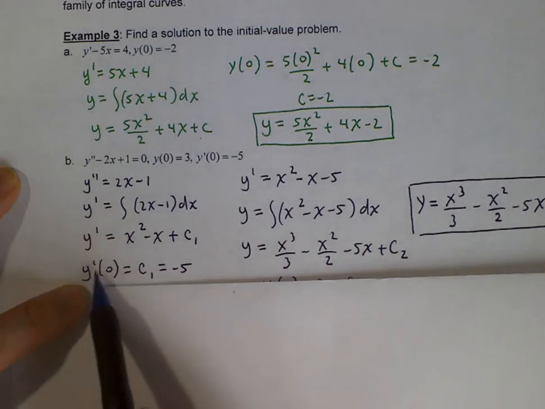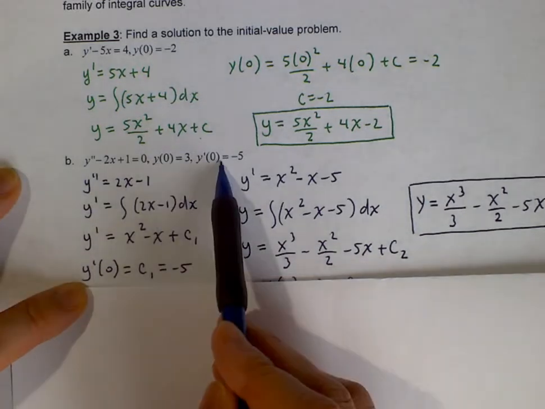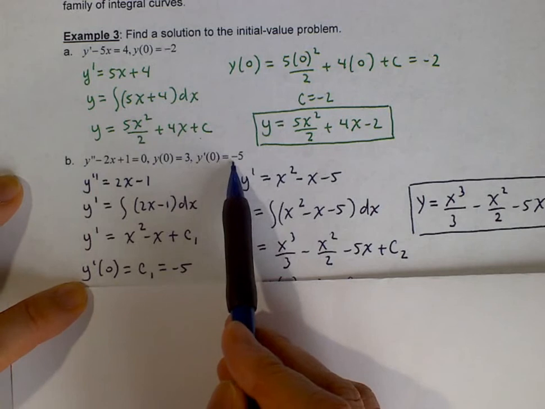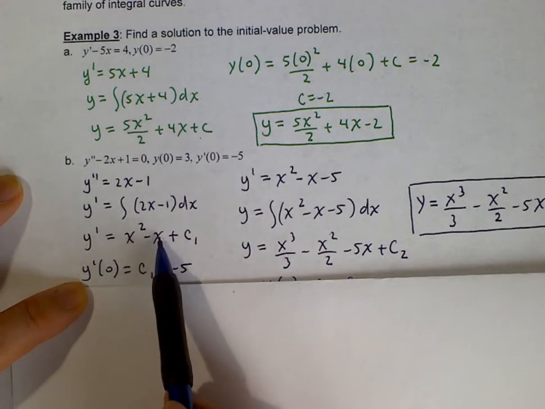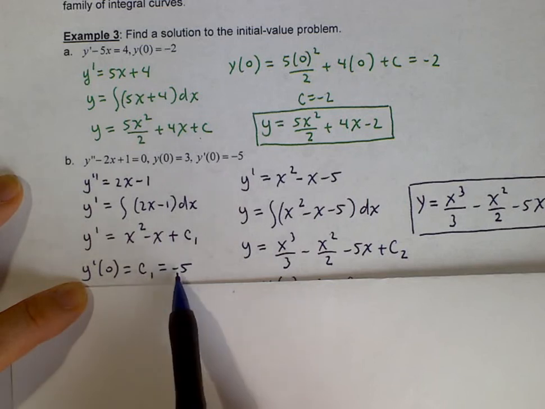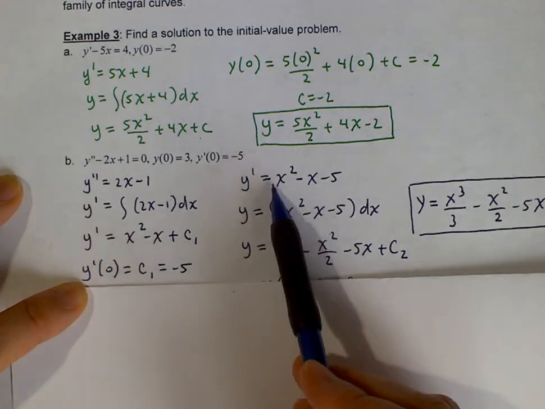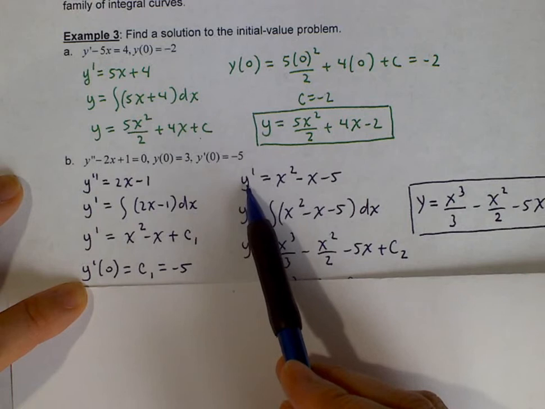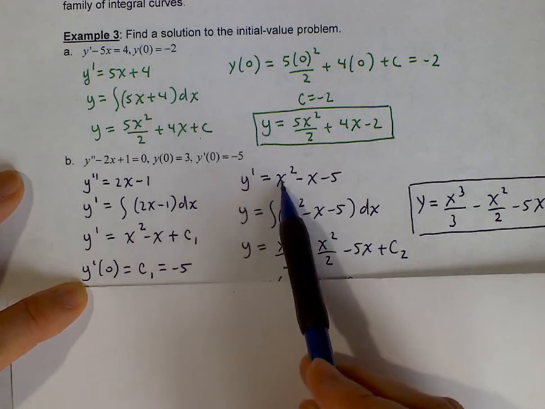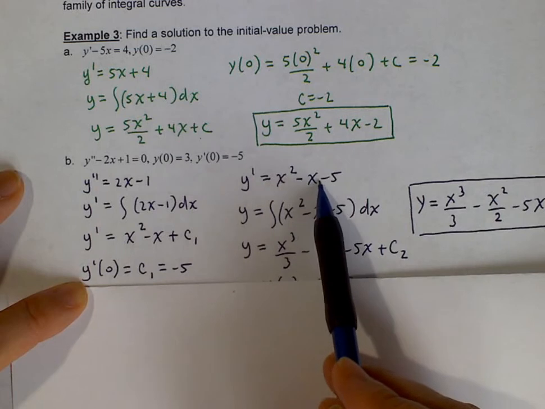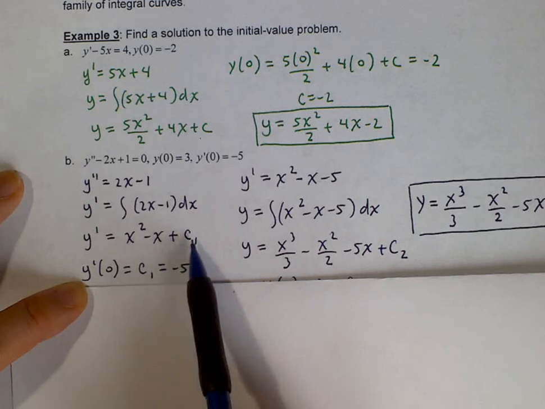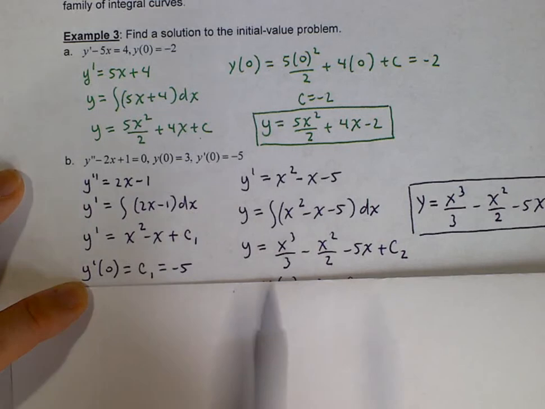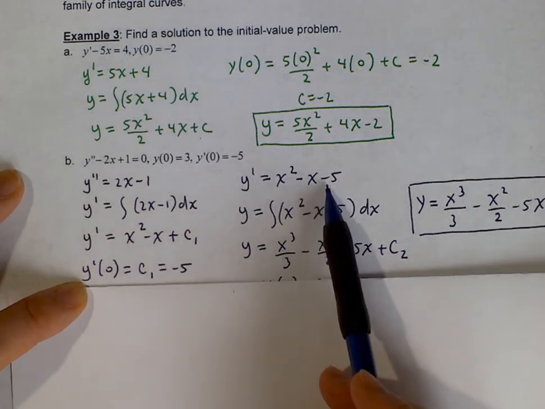So now I'm going to use my y prime, so it's this one here, this initial value. So y prime of 0 is equal to, this drops out, so you get c1 is equal to negative 5. So then you end up with a particular first order differential equation: y prime is equal to x squared minus x, and then you have a minus 5, right? So that comes from this where c1 gets filled in. And then I have to take the integral again.